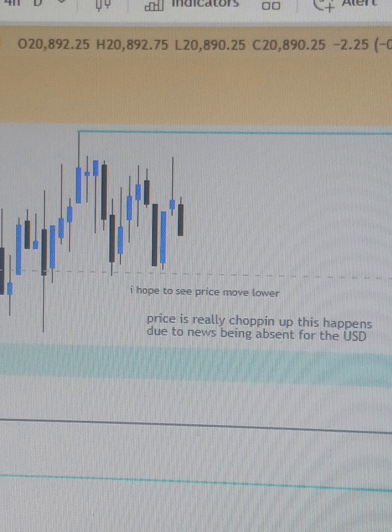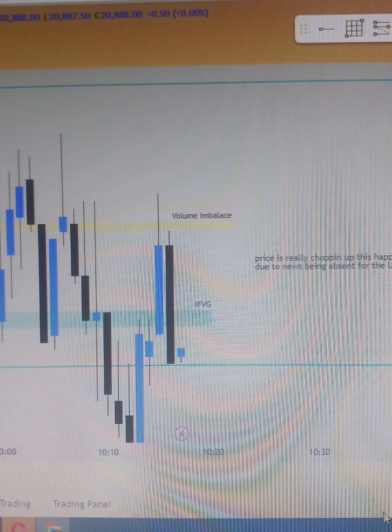But I did still say I'm still on the idea of hoping to see price move lower. After all that chopping up, we did see price start to move lower, and we reacted off this volume imbalance that was in price action. It's an intraday volume imbalance. It's not on the daily chart or anything. But yeah, we reacted off it. We didn't close on it or above it, which signaled a lot of weakness, which is good.